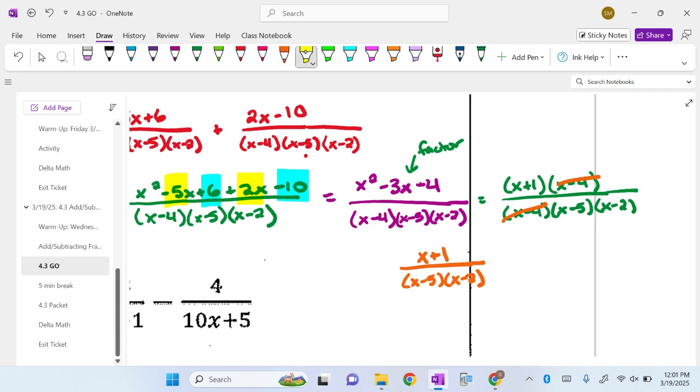So all I got to do is just do a quick box method or FOIL to the bottom to get my answer. So I'm just going to do a very quick box for you guys just so you have something to reference. I told you it's a lot of steps.